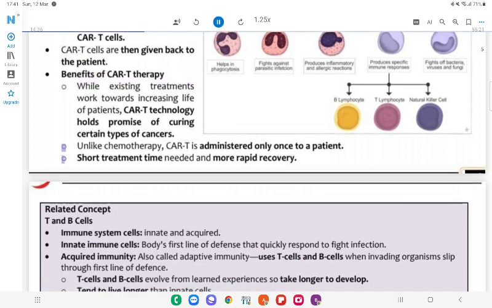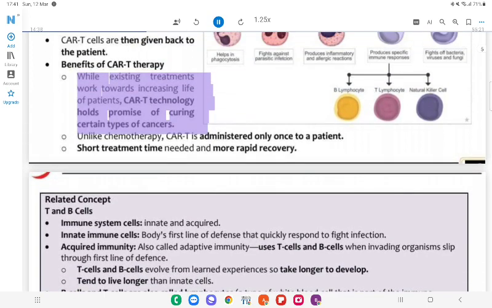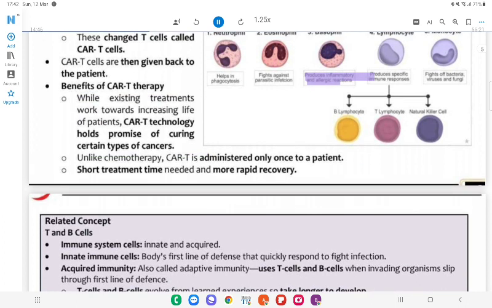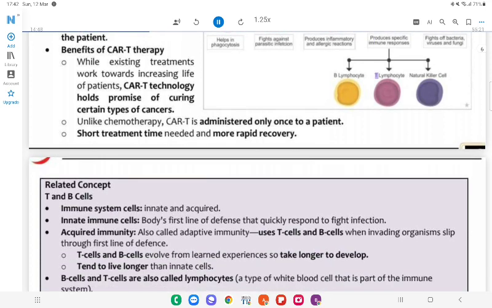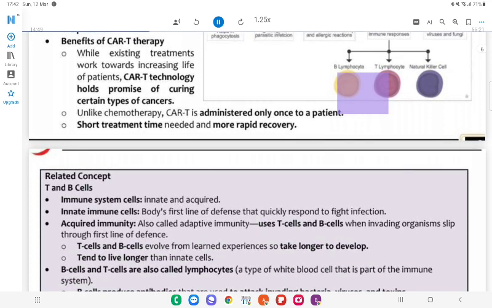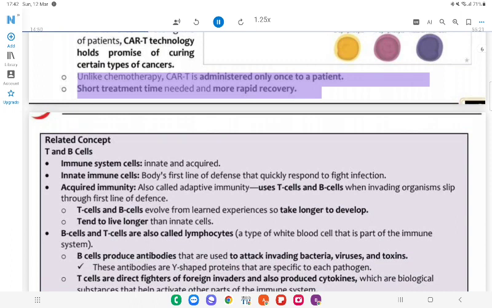Benefits of therapy. While existing treatments work towards increasing the life of patients, the technology holds promise of curing certain types of cancers. Unlike chemotherapy, it is administered only once to a patient. Short treatment time needed and more rapid recovery.